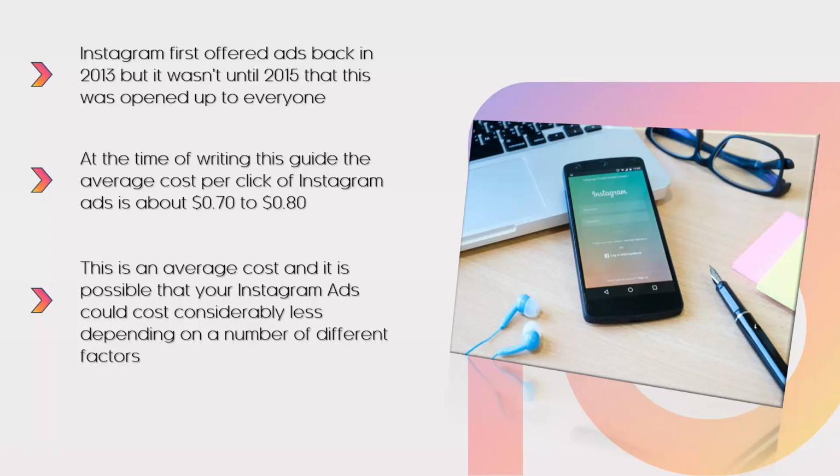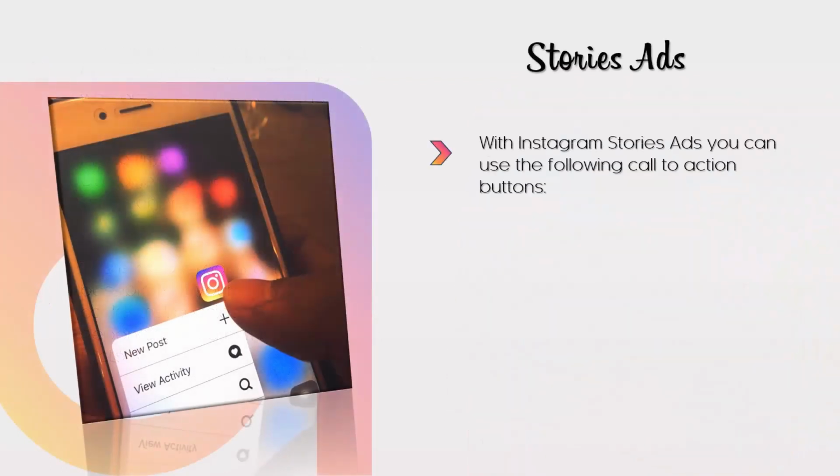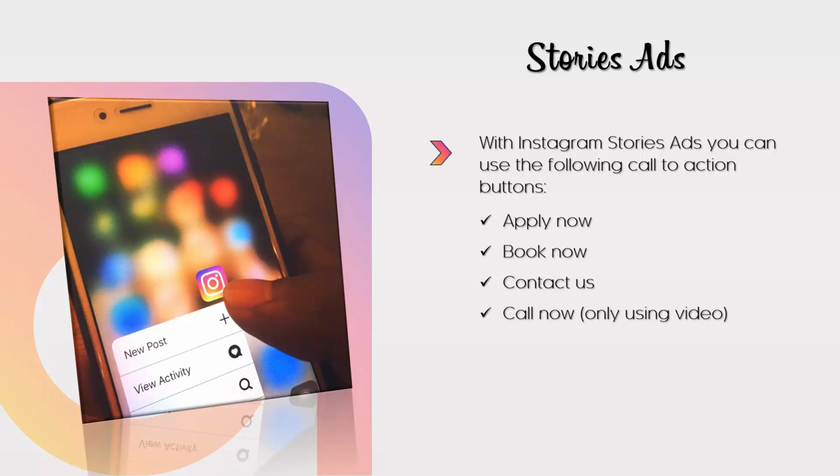There are also a number of different calls to action that you can use to generate more leads. You can see these as we explain each of the 5 formats. Stories ads. With Instagram Stories ads, you can use the following call to action buttons: Apply now, Book now, Contact us, Call now (only using video), Download.